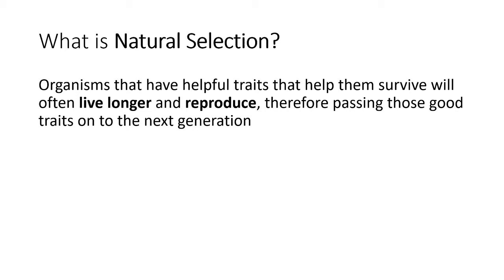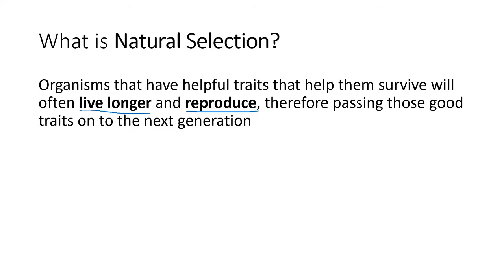Meaning, maybe you're not eaten by that predator, maybe you don't have that disease, but whatever that good trait is, it helps you live longer. In the wild, a lot of times, if you're an animal or a plant and you live longer, that also means that you reproduce more. And because those helpful traits tend to be genetic, in their DNA, those good traits are going to be passed on to the next generation. Those parents are passing on some of their DNA to each of their babies. So that's the idea.